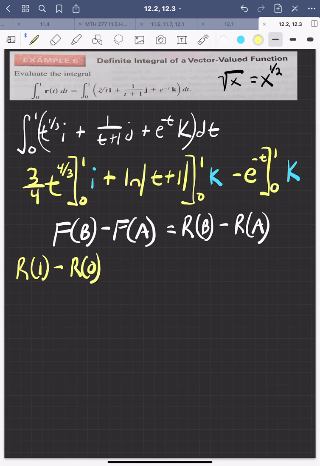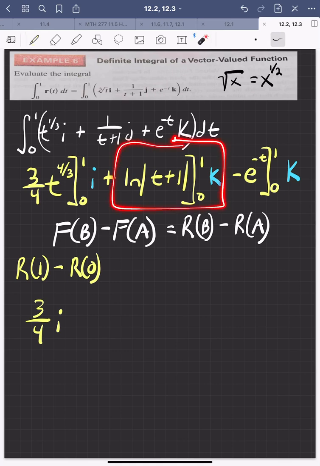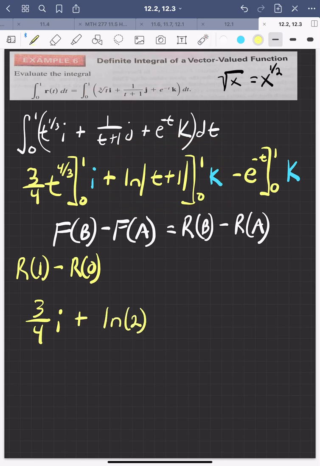Here we go. What do we get? Well, plug in 1, let's start with the i component. So r of 1 minus r of 0 gives us 3/4 i. All right, now your j components, r of 1 minus r of 0 gives us ln of 2 in the j direction.